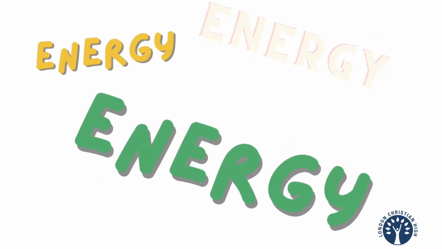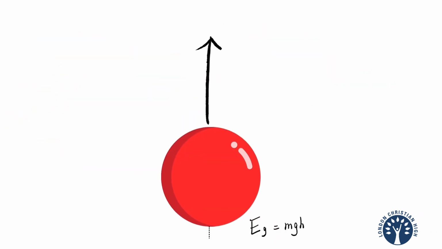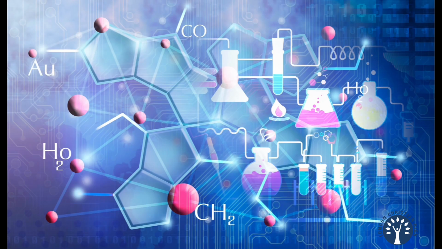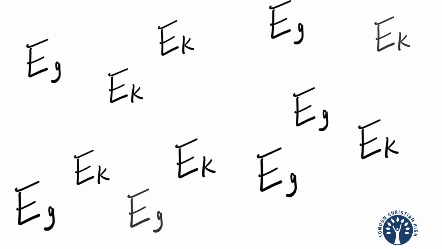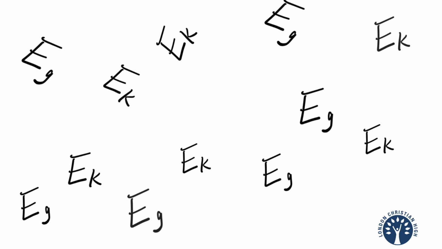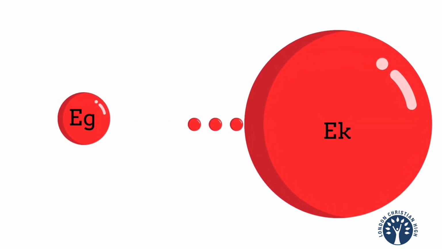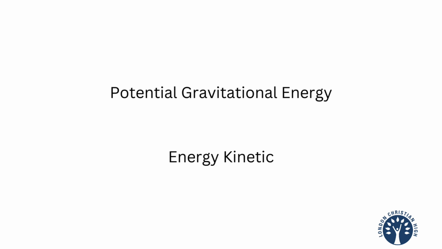Previously, you've learned about different forms of energy, such as kinetic energy, gravitational potential energy, chemical energy, etc. But did you know that different forms of energy can exist in the same system and transfer from one form to another? In today's lesson, we're just going to focus on gravitational potential energy and kinetic energy.